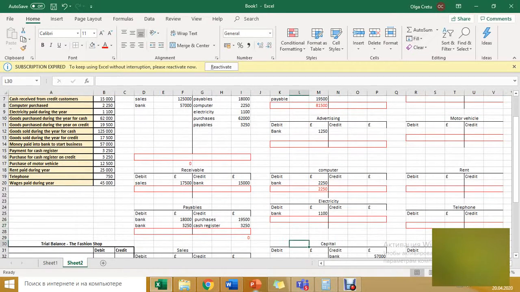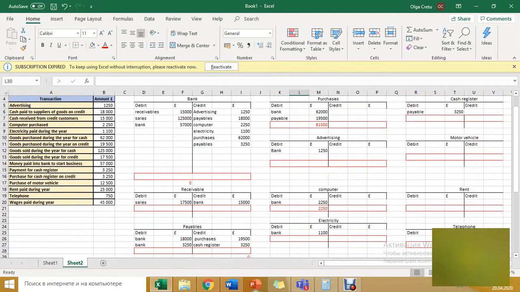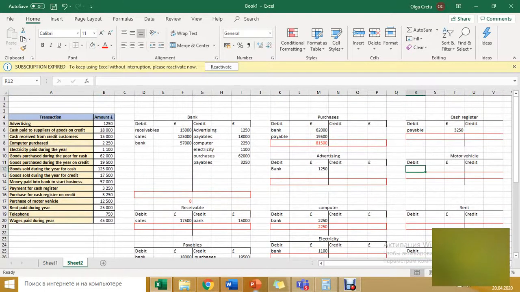Right, and then we have the situation where we bought a motor vehicle. A motor vehicle is an asset, right? So it's a long-term asset, right? So we say that we debited our account with 12,500. We paid in cash. So motor vehicle.